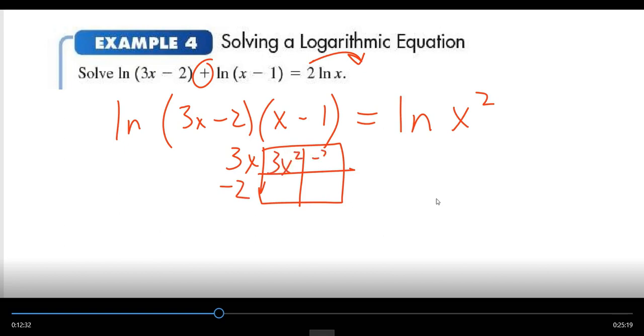3x squared. I like the box, really. I do. Minus 2x and a positive 2. Okay, so we have the natural log of 3x squared minus 5x, and a plus 2.